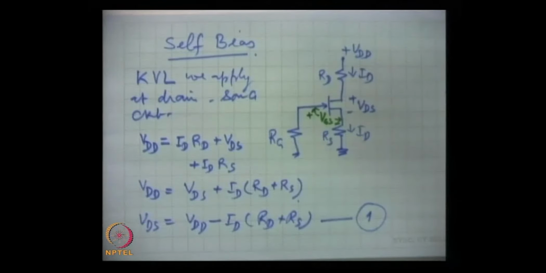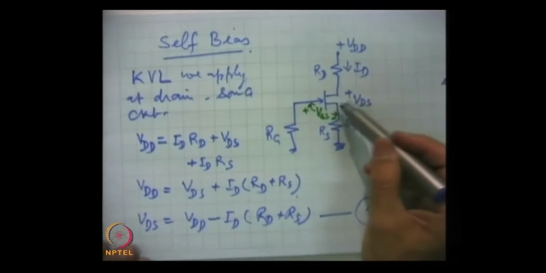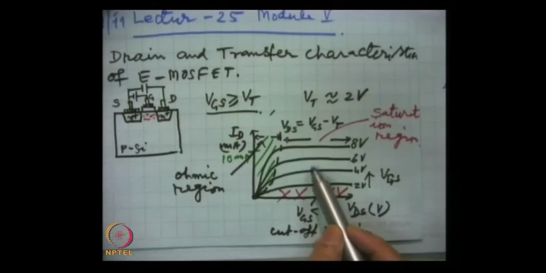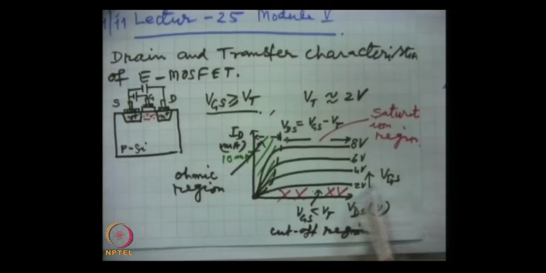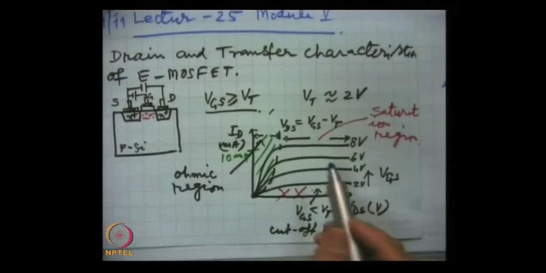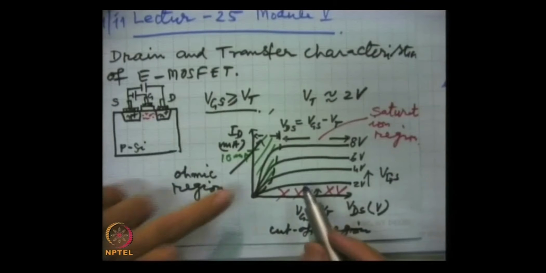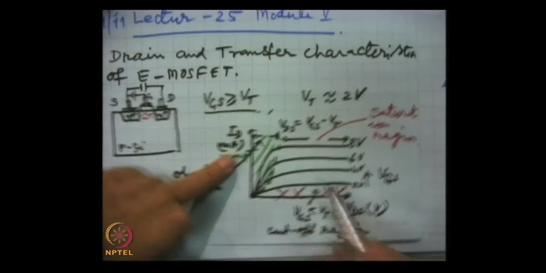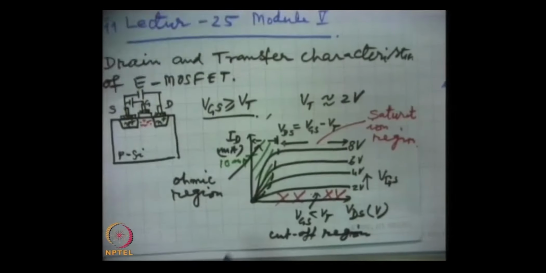If these resistances are known, current is known, then we know what will be the voltage drop VDS, which is a must. We must know VDS, that will decide our drain current.